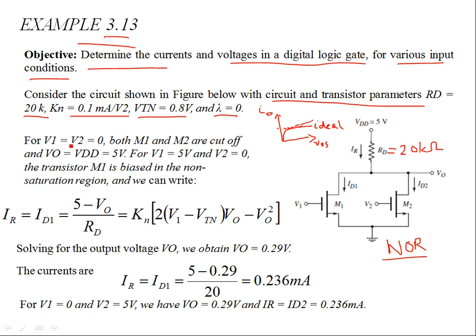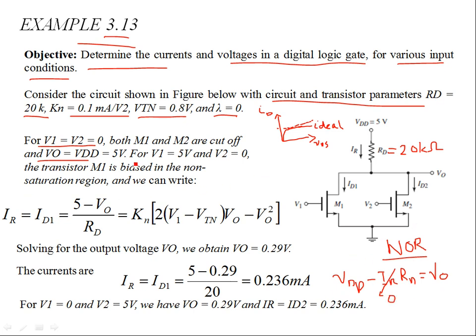All right. So in the first case, when V1 and V2 are 0, the transistor is in cutoff. That means IR is 0. So V0 is VDD. Let me put this again: VDD minus IR RD is equal to V0, the output voltage. So when IR is 0, your output voltage is VDD, it's high, so it's 5 volts.